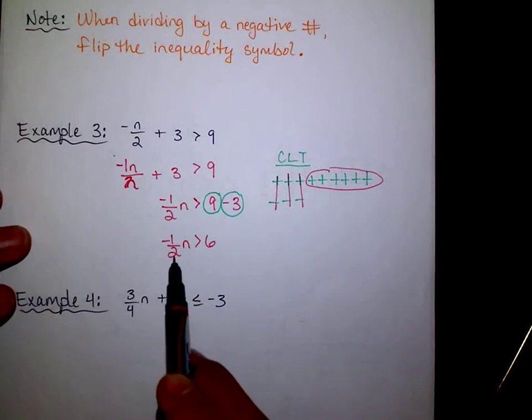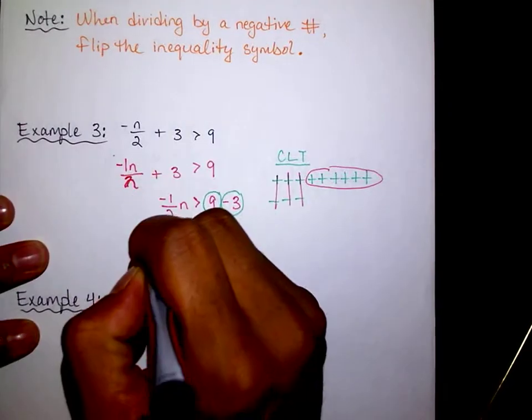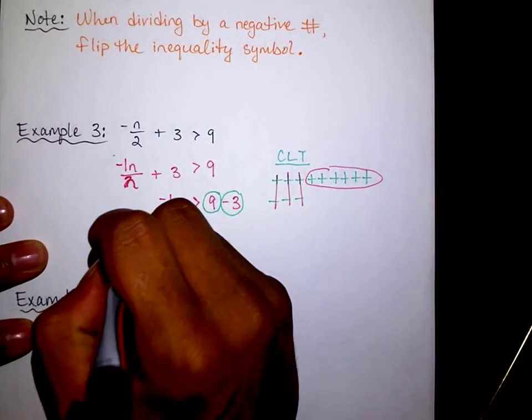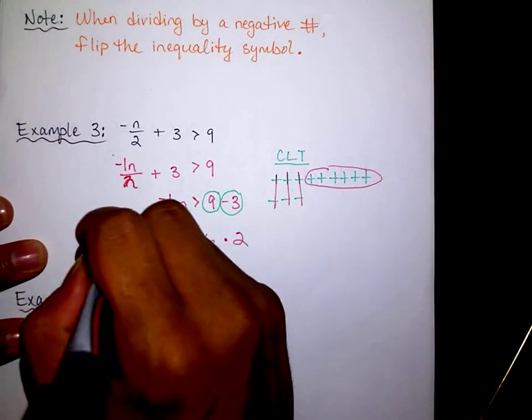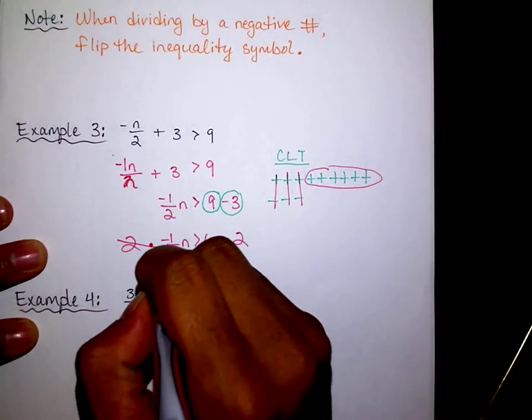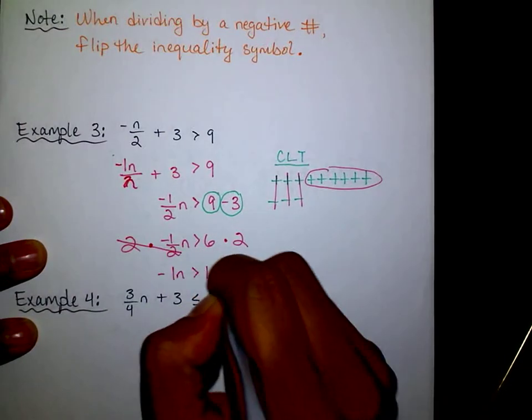Now, over here, we have this negative 1 over 2n, or this negative 1 over 2 times n. Since we want to undo this division first, you can definitely do this problem different ways, but one of the best ways is to go ahead and undo the division, and they're dividing by 2. So we want to show that we multiply on both sides by 2. So it's going to give us negative 1n is greater than 12.